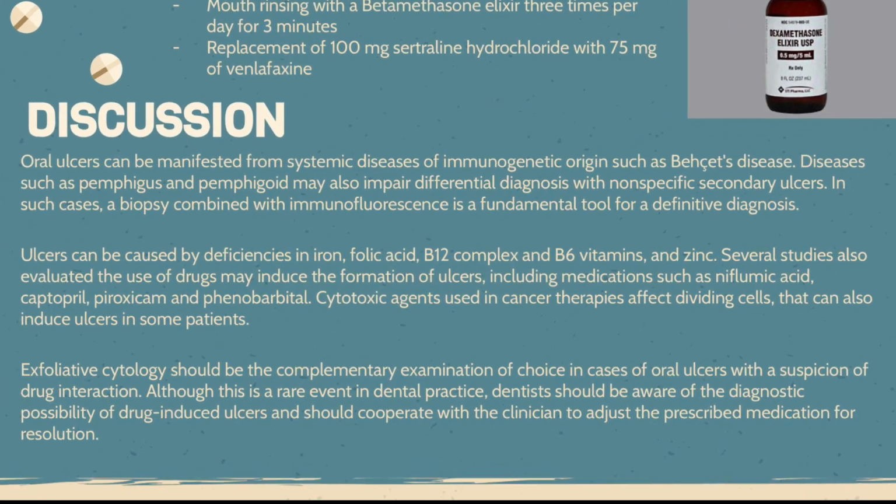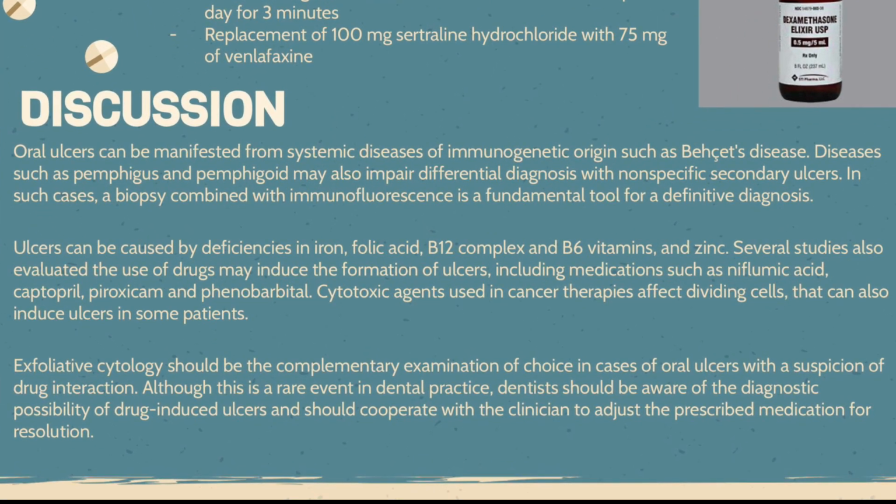Oral ulcers can be manifested from systemic diseases of immunogenic origin such as Behçet disease. Diseases such as pemphigus and pemphigoid may also impair differential diagnosis with non-specific secondary ulcer. In such cases, a biopsy combined with immunofluorescence is a fundamental tool for a definitive diagnosis.